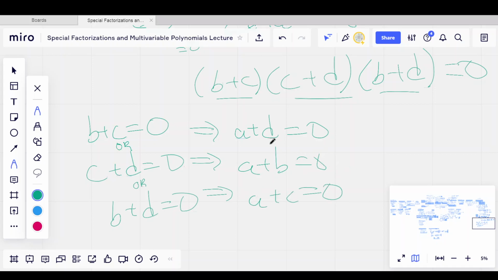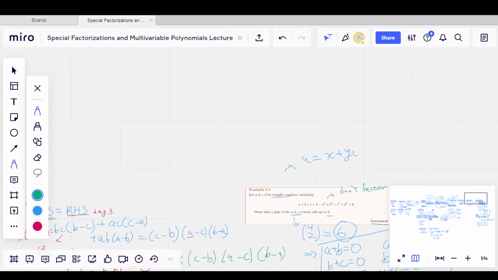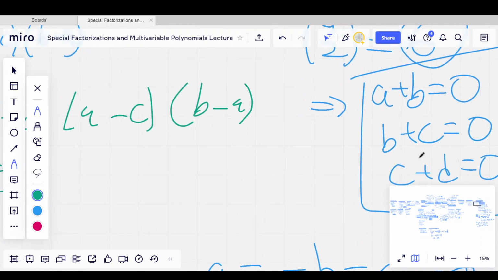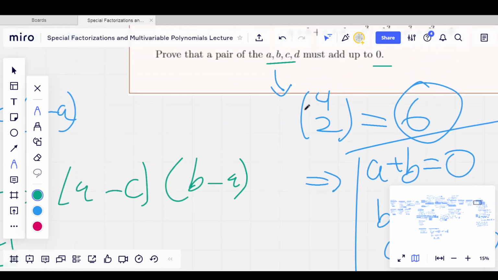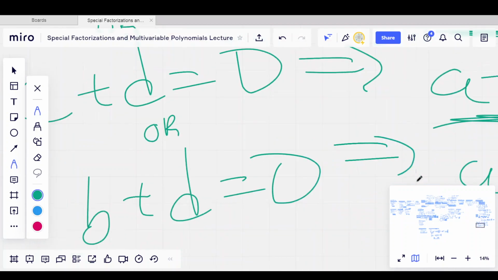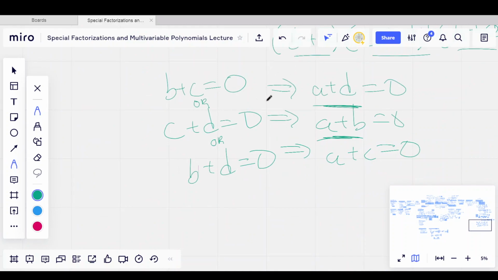And hence we have proved it. Because we get these statements from the original problem. Because it states that a plus b plus c plus d is 0. See? Right over here. Thus, from the factorization, we obtain these six sums, and we are done. Okay?